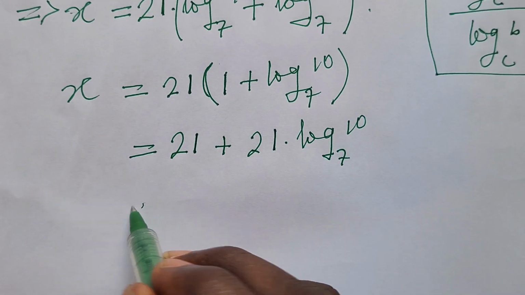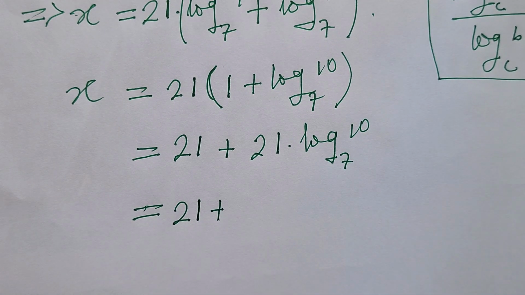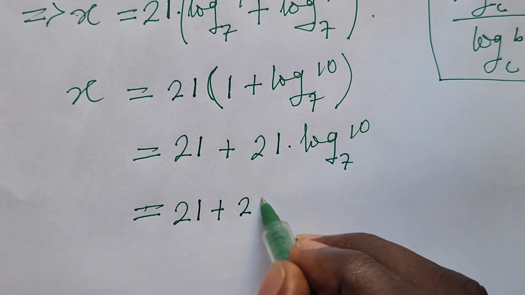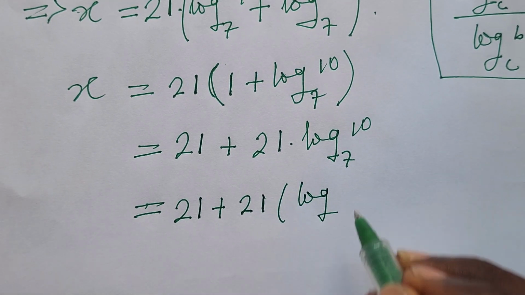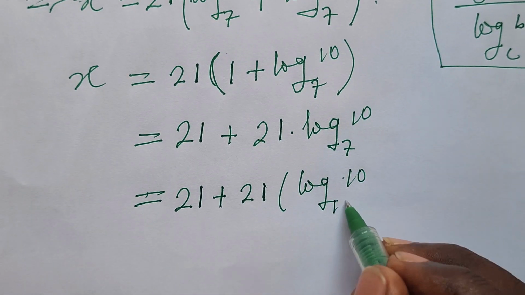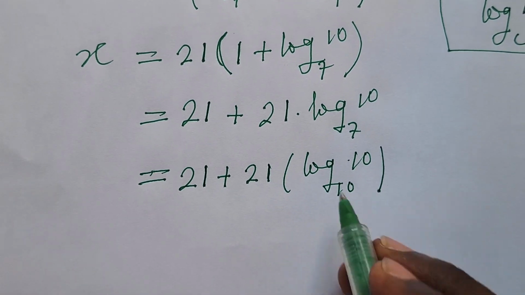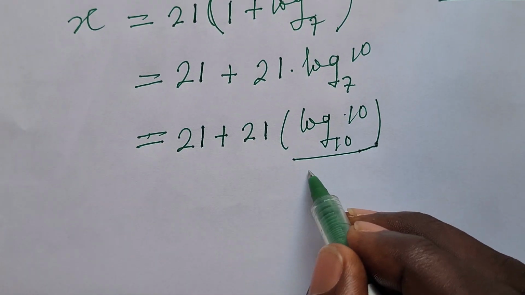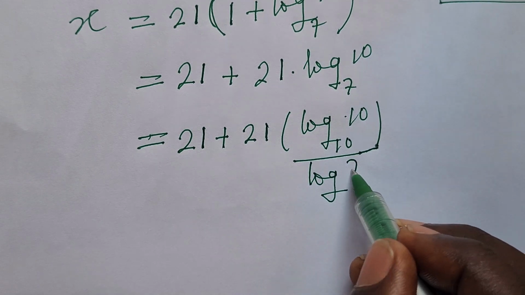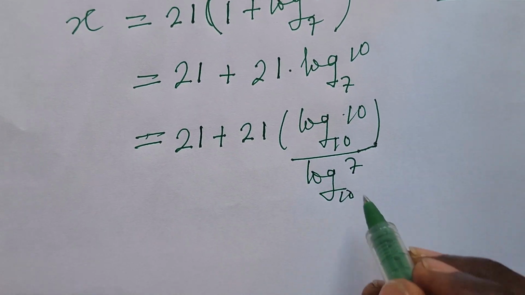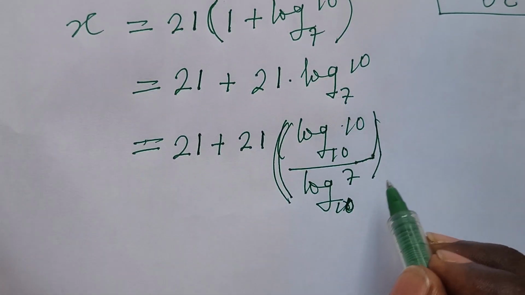So this will now give us 21 plus 21 into log 10 base 10. We are changing to base 10. Okay, the bracket all over log 7 base 10, natural base. So let's extend this here.